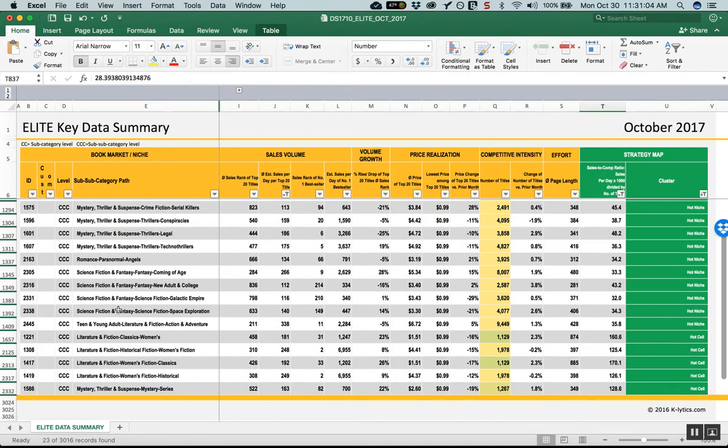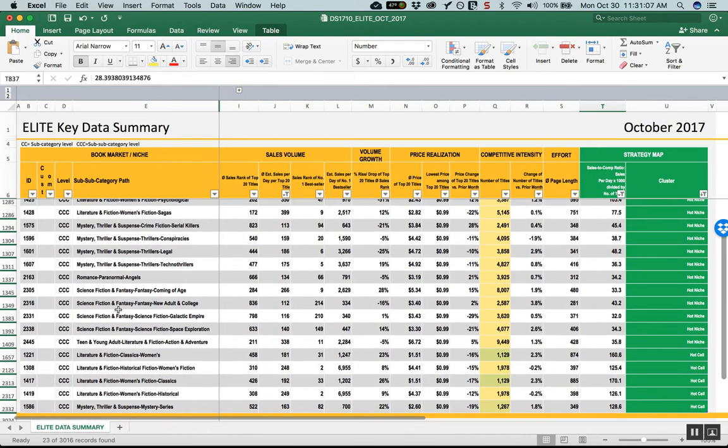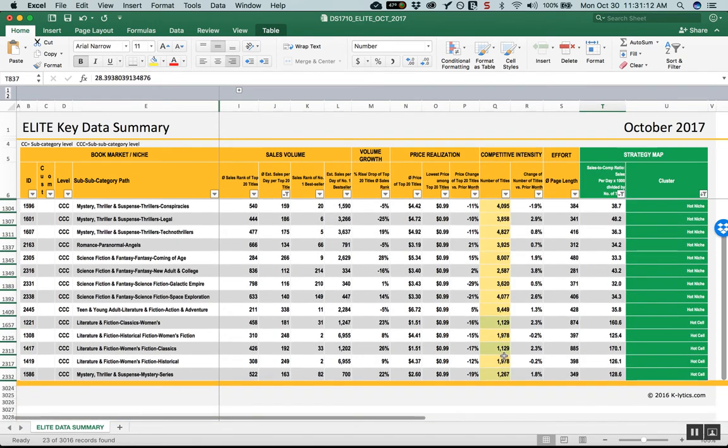So what I'm going to do is scroll through all 23, and another good thing about it is that he starts to use color coding. You'll see here that in the competitive intensity, the program has highlighted literature and fiction, classics, women's, because it's only got 1129, and it is a hot sale. And it's the same thing, literature and fiction, women's fiction, classics again. Okay, same thing. So this is really the same record.